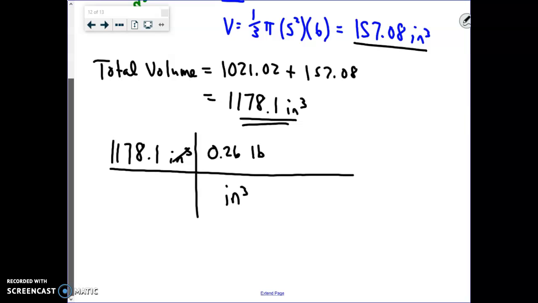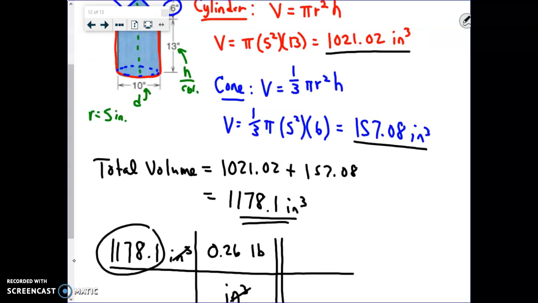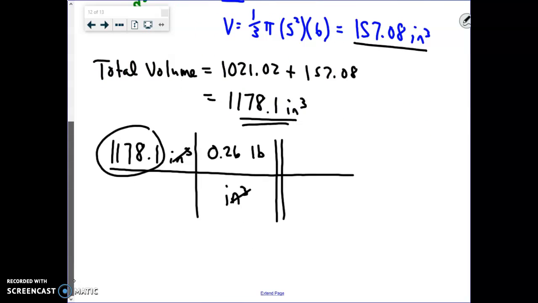So right away, those are going to cancel out. And then you just multiply across. You take your 1,178.1 times your 26 hundredths, and that's also going to give you a label of pounds. So if we do that, I think you get exactly, and I may be wrong on this, 306 pounds. Okay? I don't think it's going to be exact.